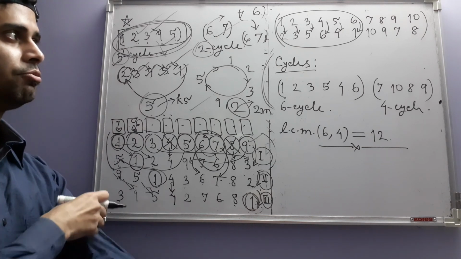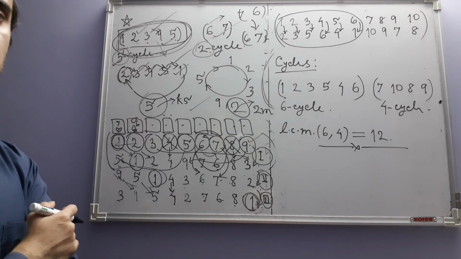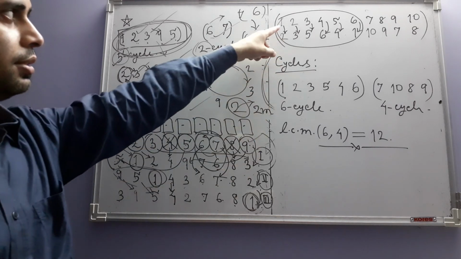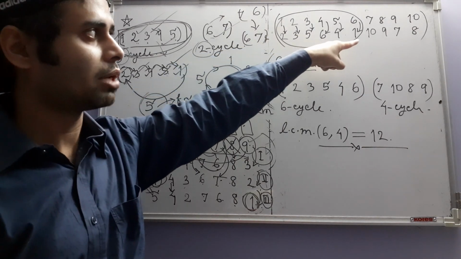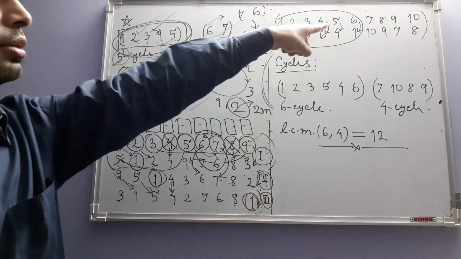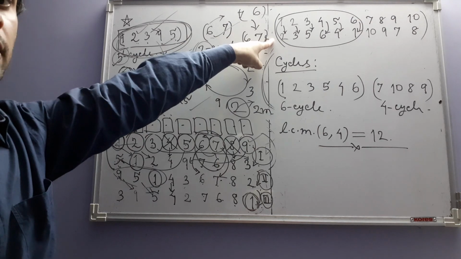Now, some things which are going to come in the future. This symbol that I have written, which keeps track of which card is going where, this symbol is called a permutation.